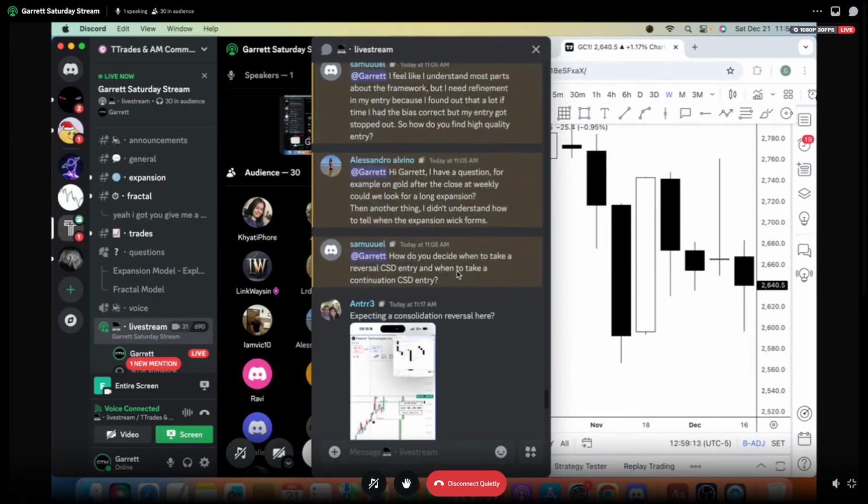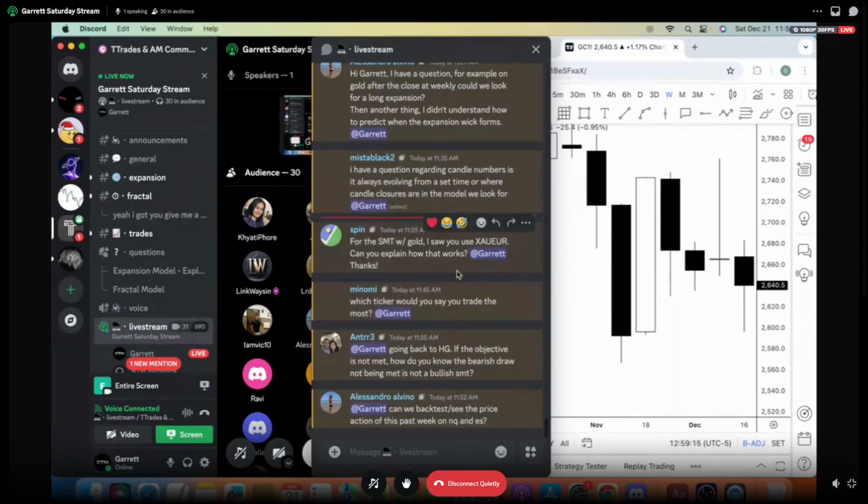All right, so where are we at here? For S&P gold, I saw you use SMT. Can you explain how that works? Well, if you check Euro USD, right, what is correlated to USD? It's the euro. So it works as well as just silver, right?